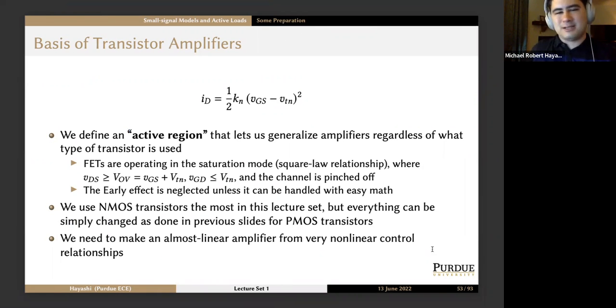So the basis of transistor amplifiers is this control equation for the active region. We're going to define active region so that it works regardless of the type of transistor we use. In my previous class, we dealt with BJTs and MOSFETs. Here we're just dealing with MOSFETs, so the active region is just another name for saturation mode. By our square law relationships, the equation at the top of the page holds. The drain current is 1/2 Kn quantity VGS minus VTN quantity squared.